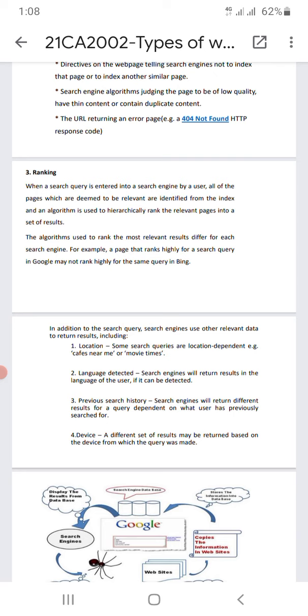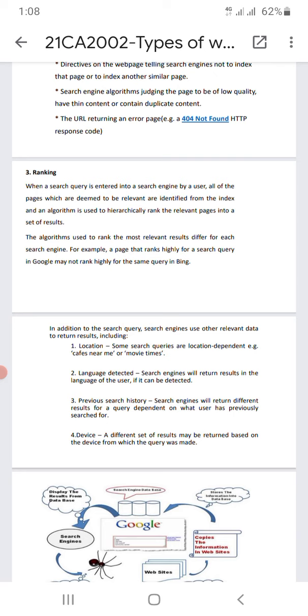In the same way, ranking is done in the browser, comparing results and web pages. The algorithm used to rank the most relevant results differs for each search engine. For example, a page that ranks highly for a search query in Google may not rank highly for the same query in Bing. So that is the ranking, right?